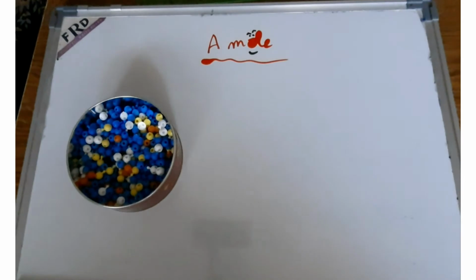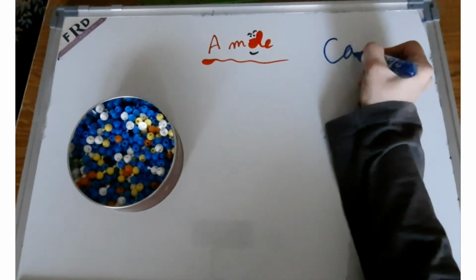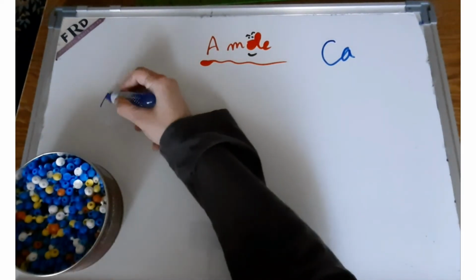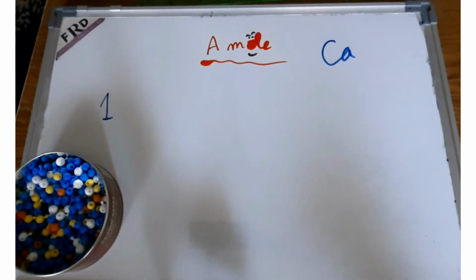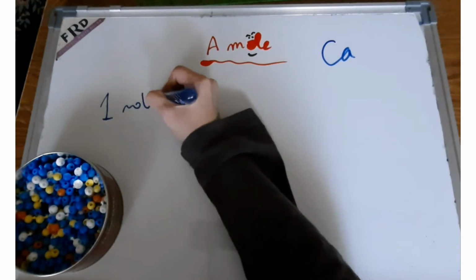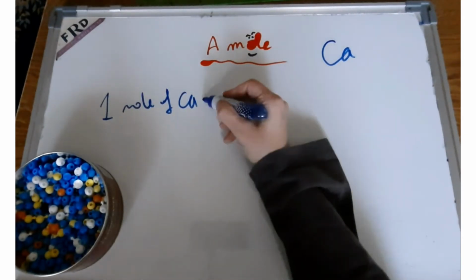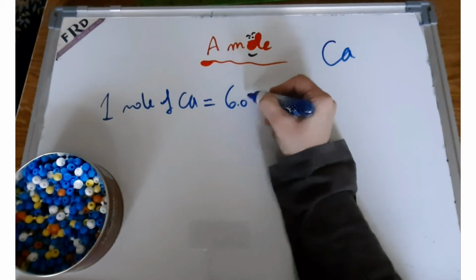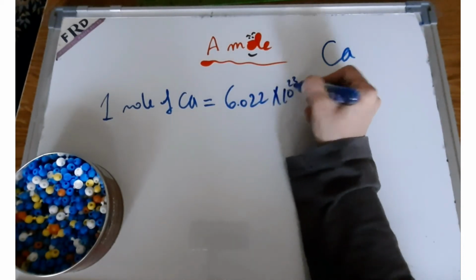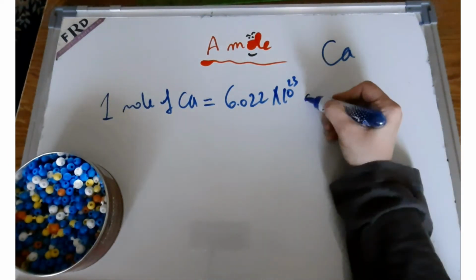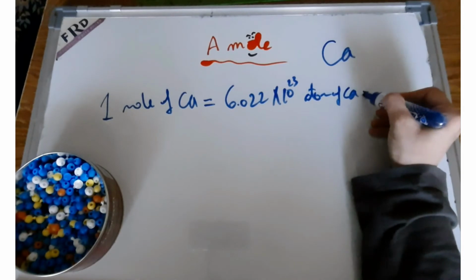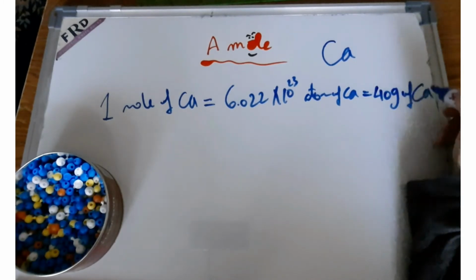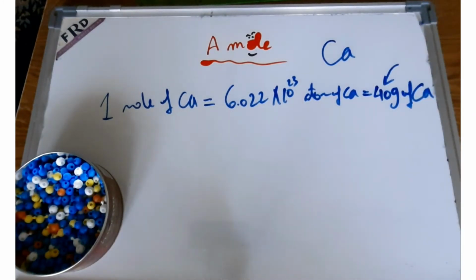If we take calcium as an example, Ca, according to our previous explanation, 1 mole of calcium equals what? It equals Avogadro's number, 6.022 times 10 to the power 23 atoms of calcium, which equals 40 grams of calcium. This 40, we got it from the periodic table.